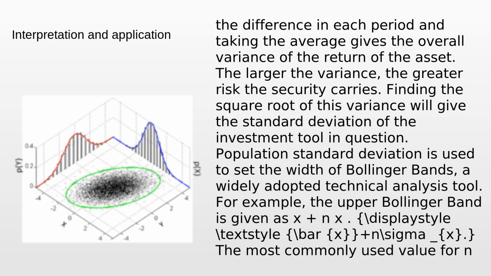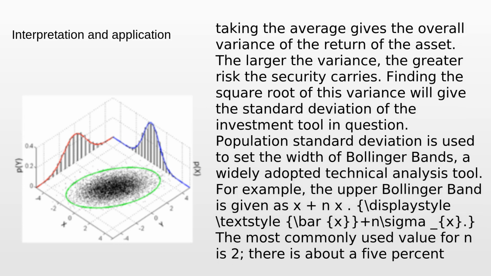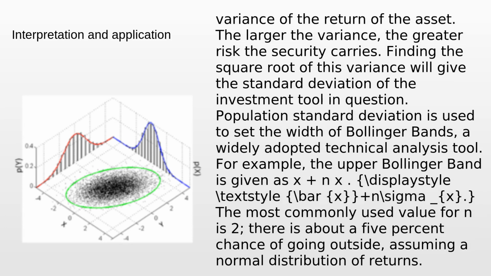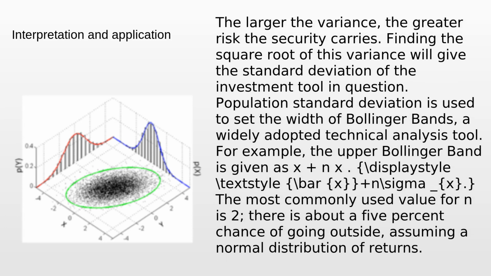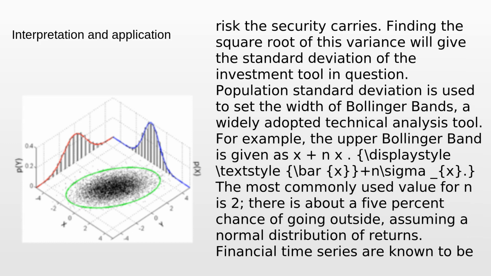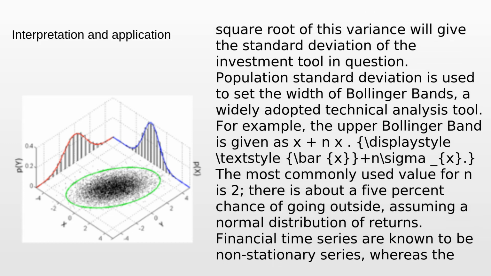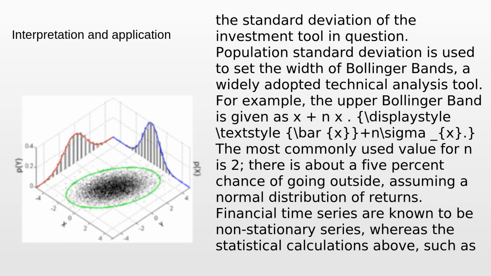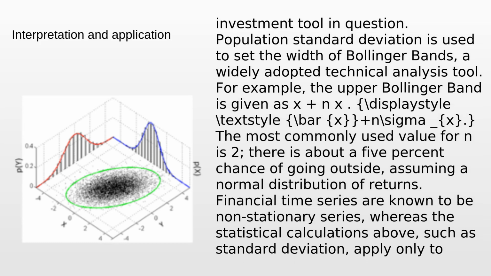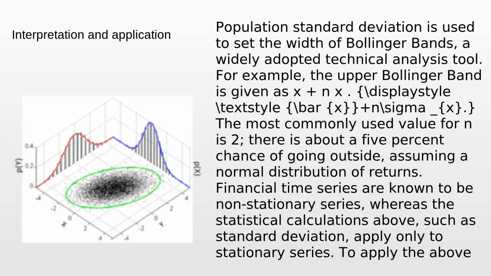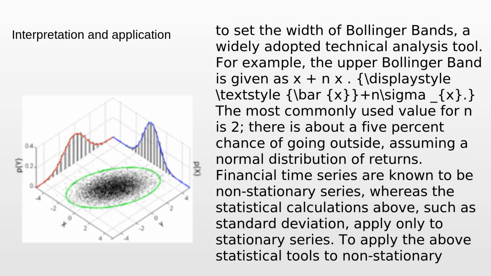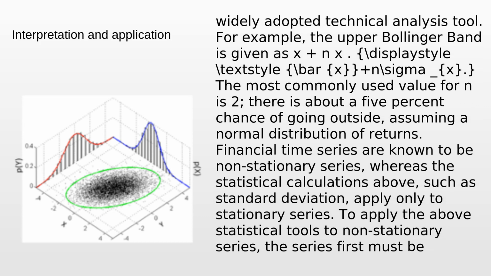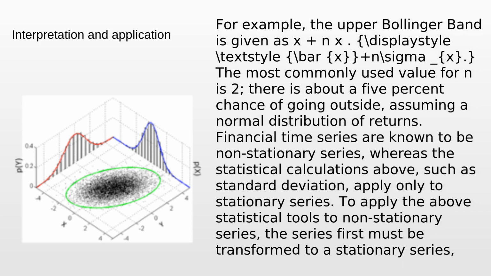Population standard deviation is used to set the width of Bollinger Bands, a widely adopted technical analysis tool. For example, the upper Bollinger Band is given as x̄ plus n σx. The most commonly used value for n is 2. There is about a 5% chance of going outside, assuming a normal distribution of returns.